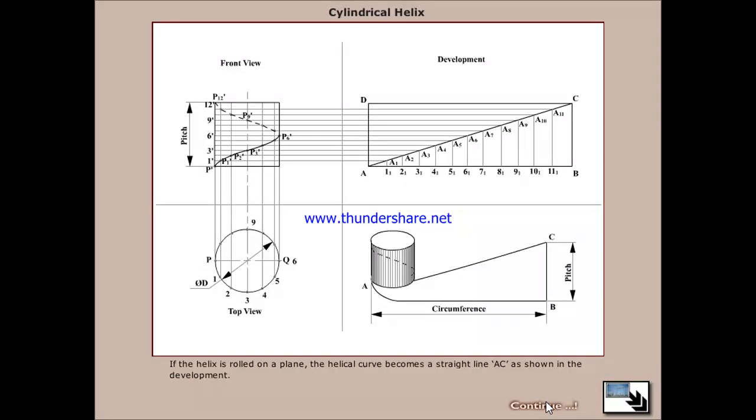Now we will get a triangle. This portion below the helix becomes a right angle triangle, and here the height or altitude of the triangle is equal to the pitch and the base length is equal to the circumference of the cylinder, that is pi d.